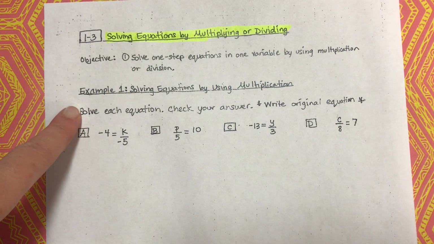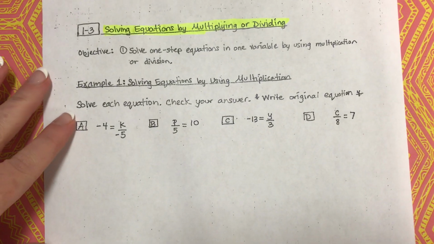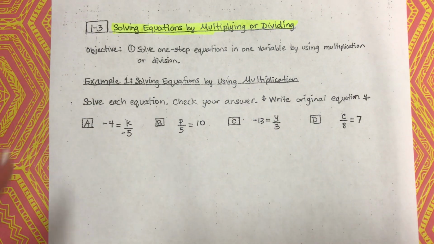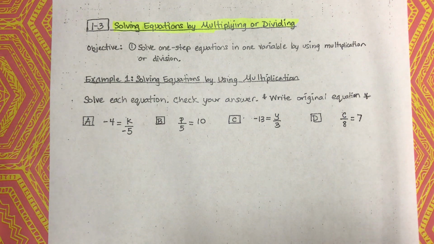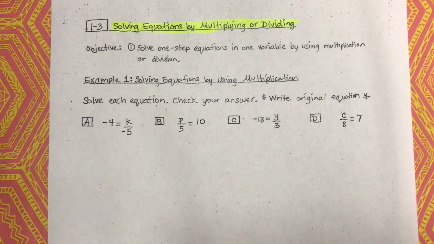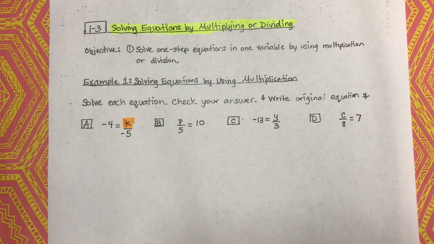So example 1, solving equations by using multiplication. We're going to solve each equation and then check our answer, and make sure that we write that original equation whenever we're checking our answer. So right here, A, we have -4 equals k over -5, or k divided by -5, however you want to say that. We're going to isolate k and get k by itself.